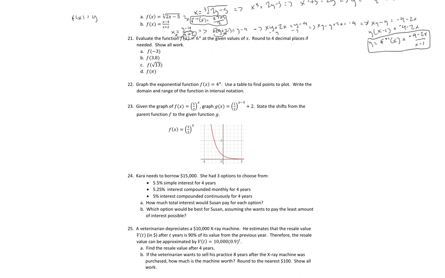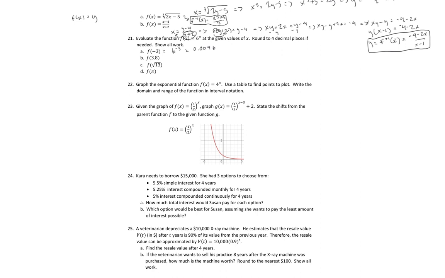All right, so on number 21, we're asked to evaluate the function f of x equals 6 to the x at the given values of x. And then we can round to 4 decimal places if we need to. All right, so for part A, f of negative 3, so if we're to evaluate that, that's going to be equal to 6 to the negative 3rd power, right? So we can just plug that into our calculators. And whenever I plug it in, I get 0.0046 to 4 decimal places.